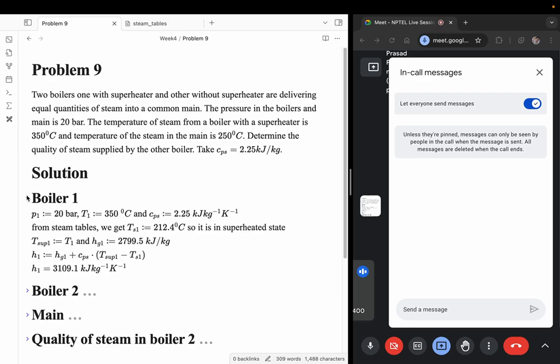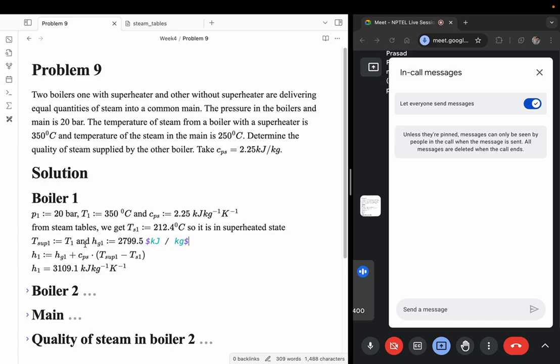For boiler 1, how do we determine the properties? The pressure is given, the temperature is given, and the specific heat capacity is also given. From steam tables at 20 bar, the saturated temperature is 212, which means this is a superheated state. You can also get that from the name itself, since this boiler has a superheater. The superheating temperature is given as T1.